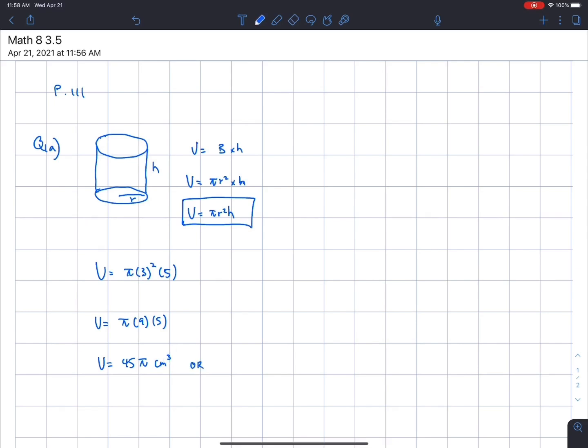And then now we can just type this into the calculator, 45 pi, and we change it to decimals. They want 2 decimal places. So this becomes 141.37 centimeter cube. So let me show you how to answer this on the calculator.